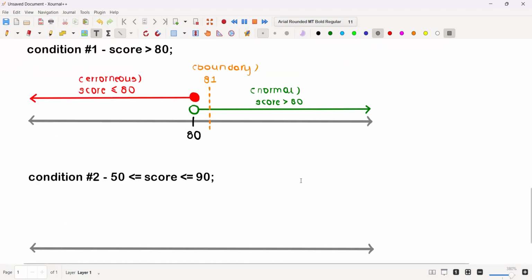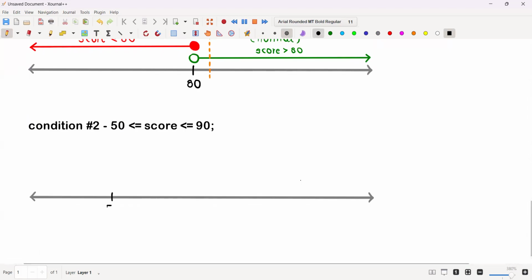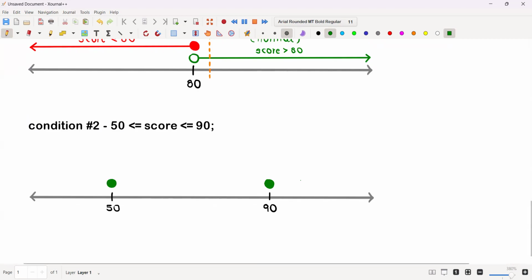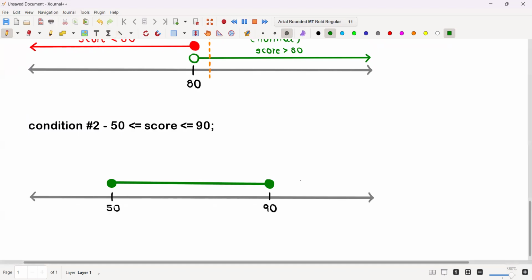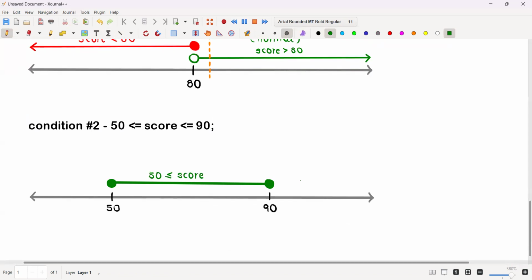So what happens in a condition like this, guys? Here, let me mark the two boundaries we have. We have 50 and we have 90. Any value including 90 or less, and including 50 or more, within this range, is acceptable. So any score greater than or equal to 50 and less than or equal to 90 is normal for this particular condition, right?